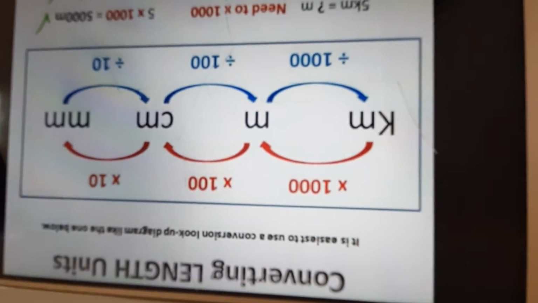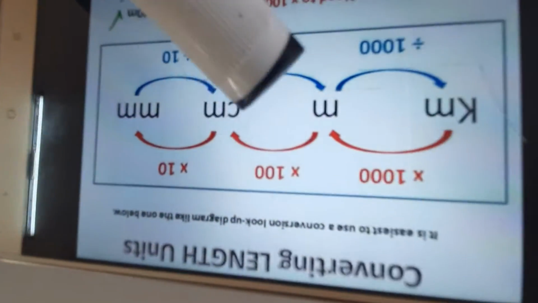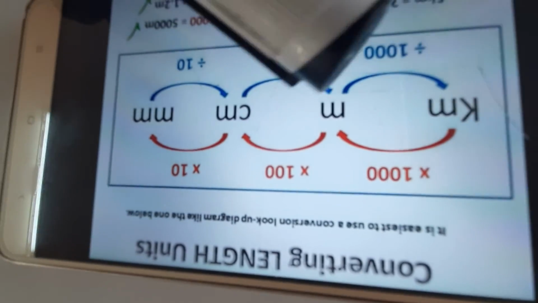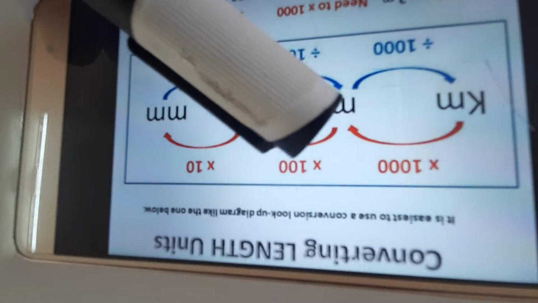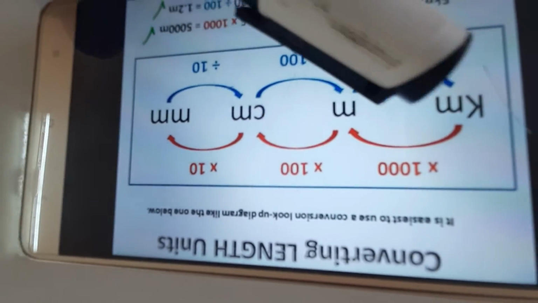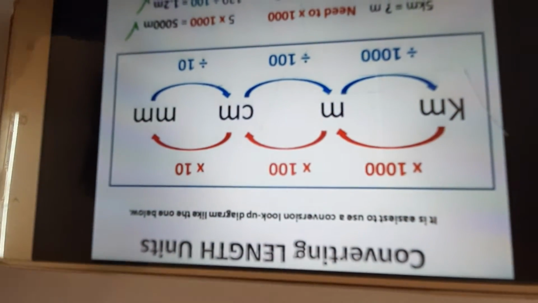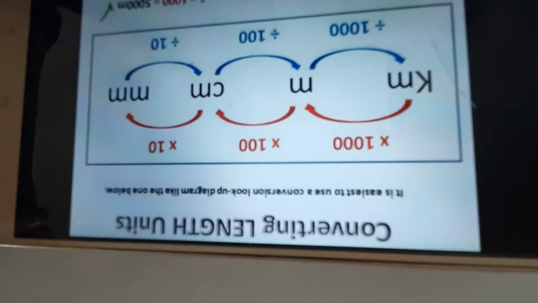Meters are given to us, we have to convert them into kilometers. So once again, let us see how to convert meters into kilometers. Meter into kilometer means smaller to greater, which means we have to divide. So 1 kilometer is equal to 1000 meters. So 1 meter is equal to 1 by 1000 kilometers. Means we are moving from smaller to greater. Now look at the blue arrow. We have to divide by 1000.